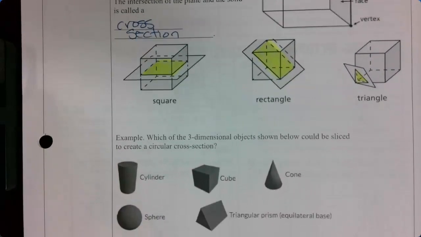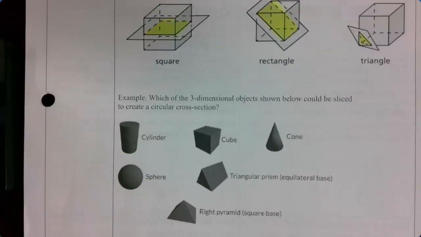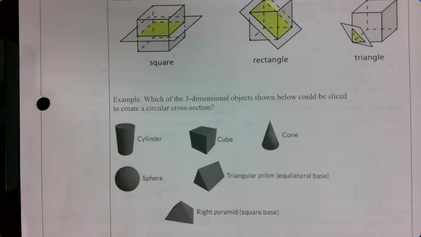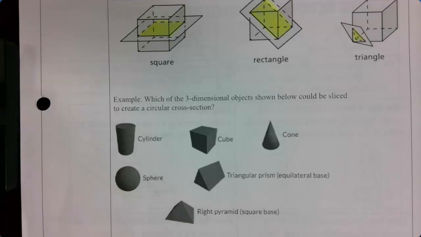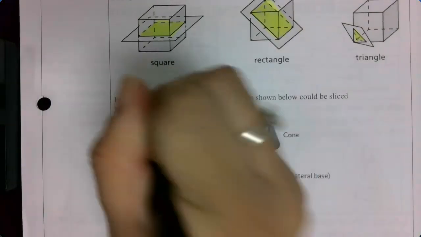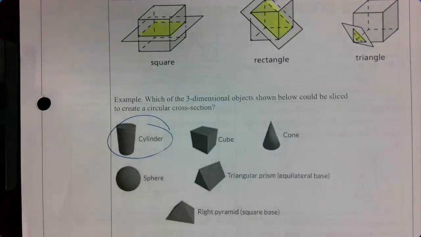So down below, I want to see which of these 6 shapes I can cut to make a circular cross-section. So which of these, if I cut them in any way, can give me a circle? Is there any way I can cut a cylinder, which is like a can? Can I cut that to get a circle? Yeah, I would cut it straight through the middle horizontally.